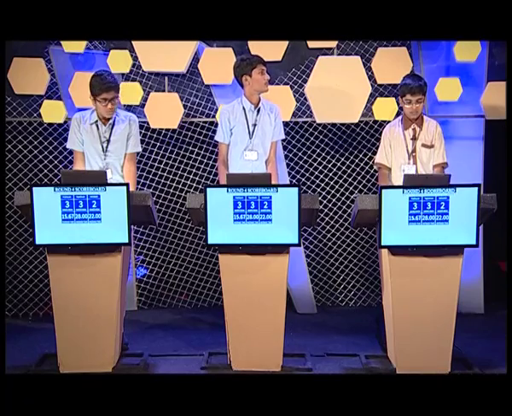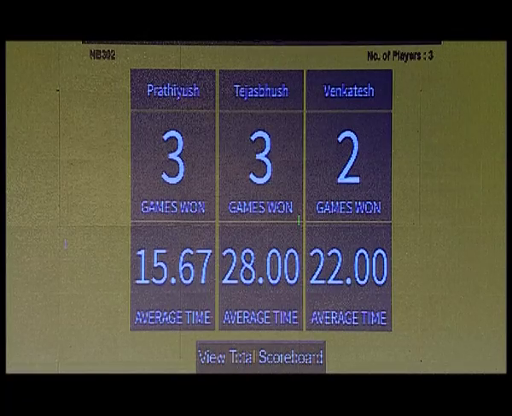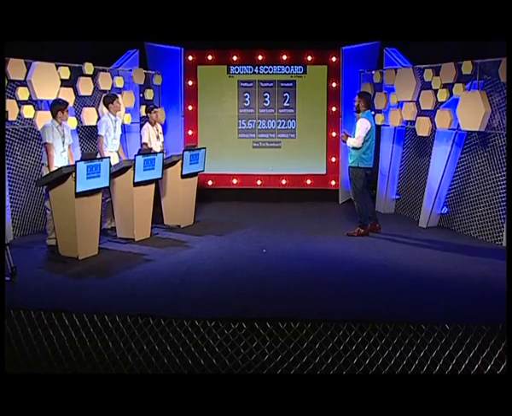Let's quickly take a look at the round 4 scoreboard for your performances in this round. Tejas, I'm very, very proud of you. This one round, especially where you were fumbling in between, you got used to the system and you got all three right. Very, very proud of you. Pratyush, as usual, consistent across board. That's 3 games won out of an average time of 15.67. And Venkatesh, that one was absolutely crazy. You shouldn't have got that wrong. But that's okay. Sometimes these things happen, which basically leads us to our total scoreboard.